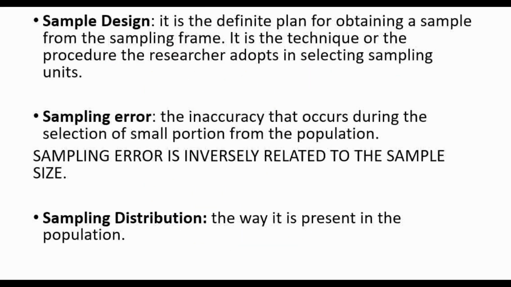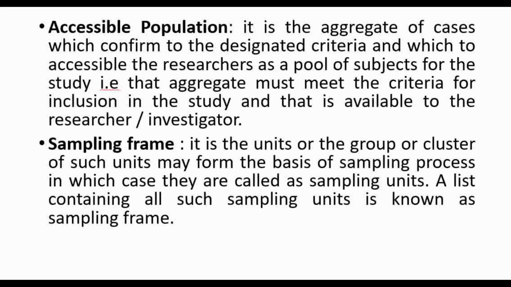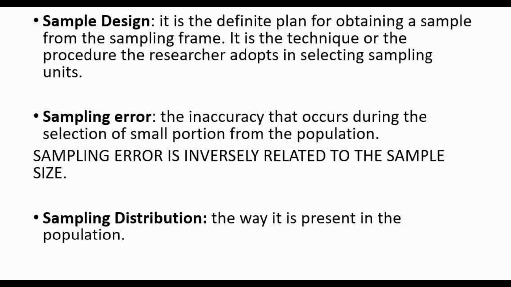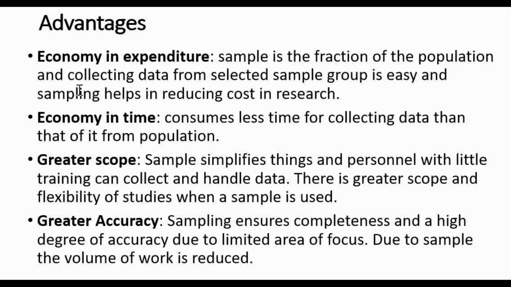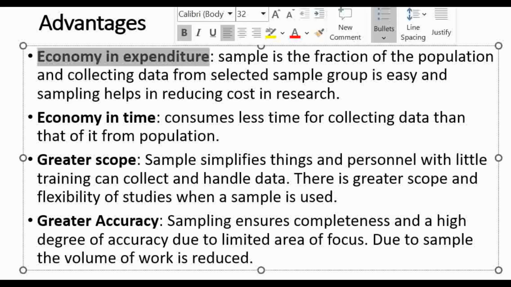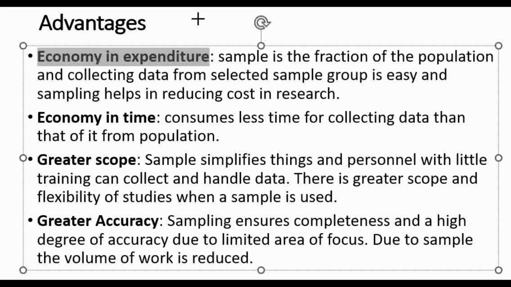So till now we have seen population, sampling, sample, and then we have also seen accessible population, target population, sampling frame, this picture, and then next we'll move on to advantages. Why do we need to do sampling? It will help us to keep the expenditure less, that is, we call it economy in expenditure. That's why we do sampling.